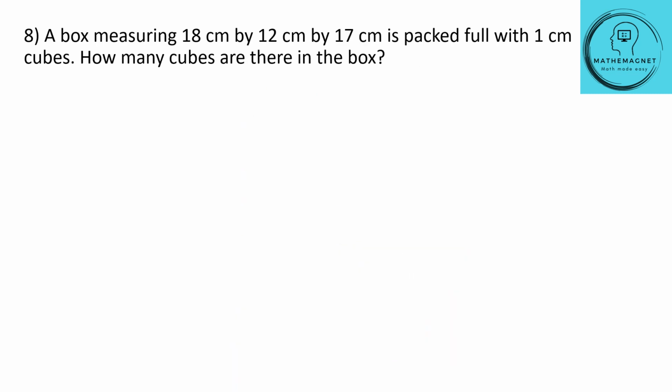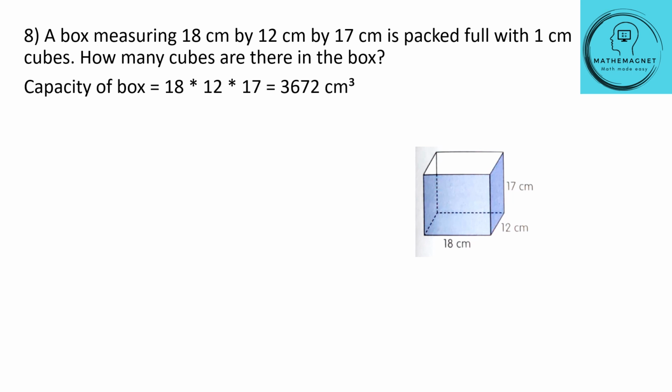Question number 8. A box measuring 18 cm by 12 cm by 17 cm is packed full with 1 cm cubes. How many cubes are there in the box? This is the image that is given. They have given us the measurements of the edges of this box. They are asking, if this is packed with 1 cm cubes, how many cubes will be there? So basically it is going to be the volume of this box. The capacity of the box is 18 into 12 into 17, equal to 3672 centimeter cube. So there will be 3672 cubes in this box.